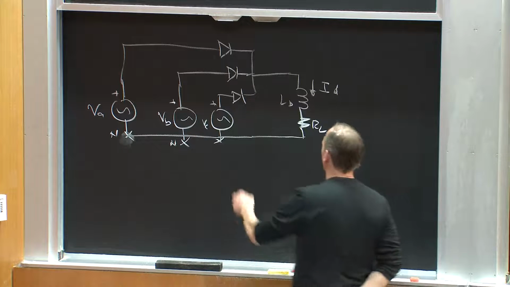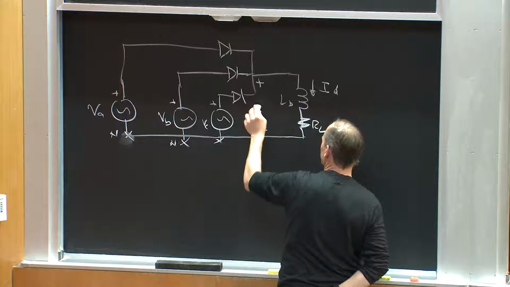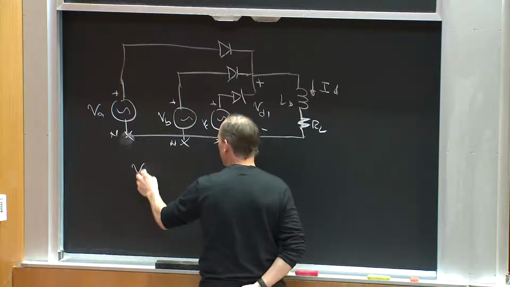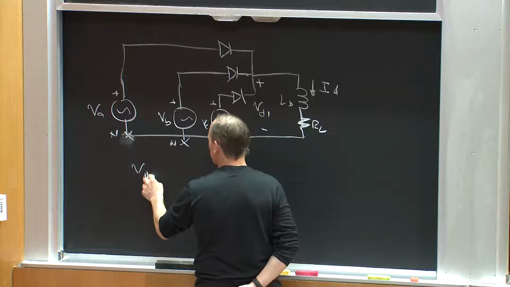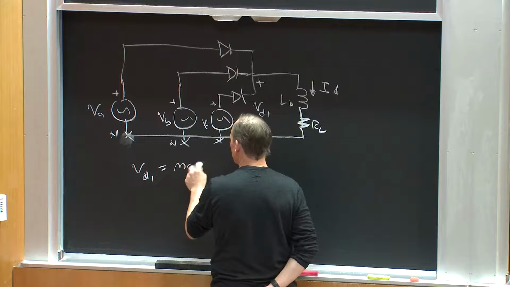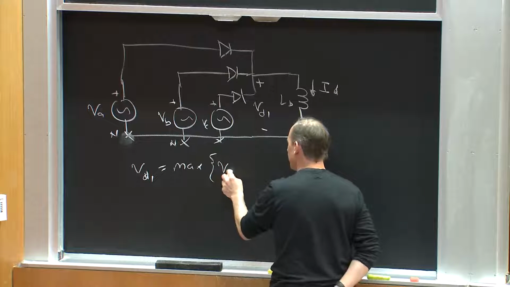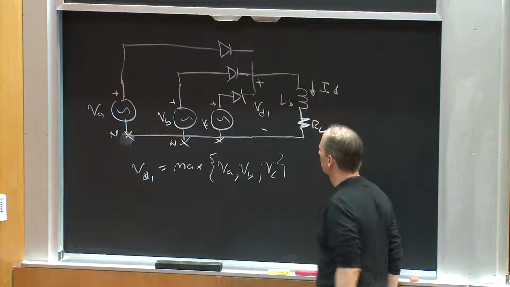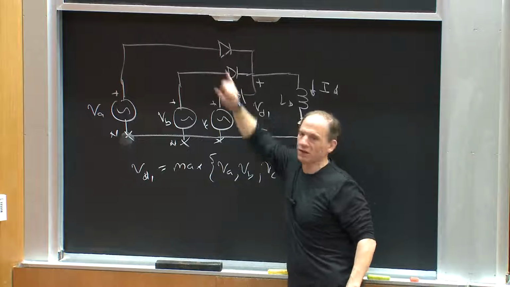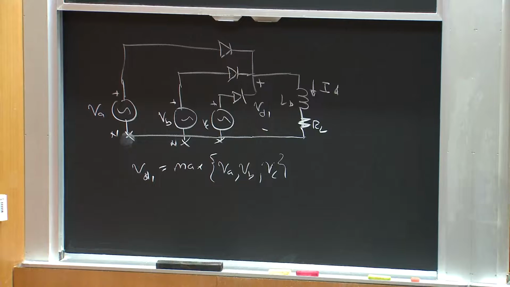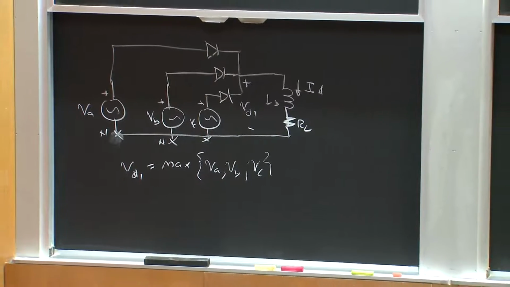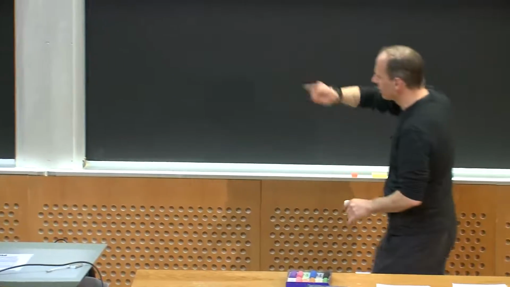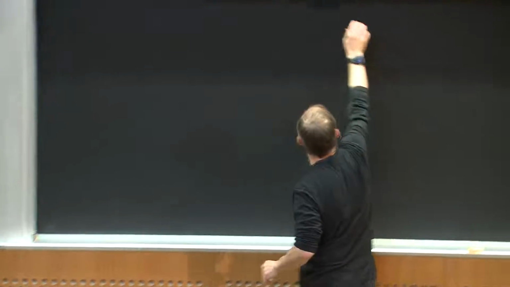Right? So let me call this, just for nomenclature, VD1. VD1 is simply equal to the maximum of VA, VB, and VC. Okay, because this diode's going to sort of OR things. That's what the method of assumed states with diodes would tell you, right? So what do these waveforms look like? What would that output VD1 look like?